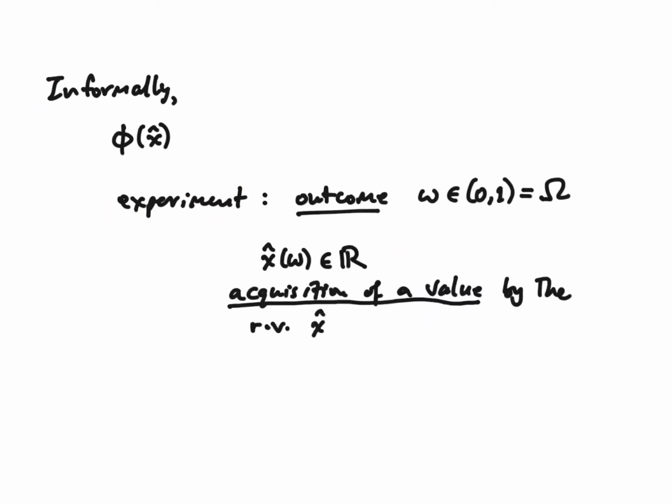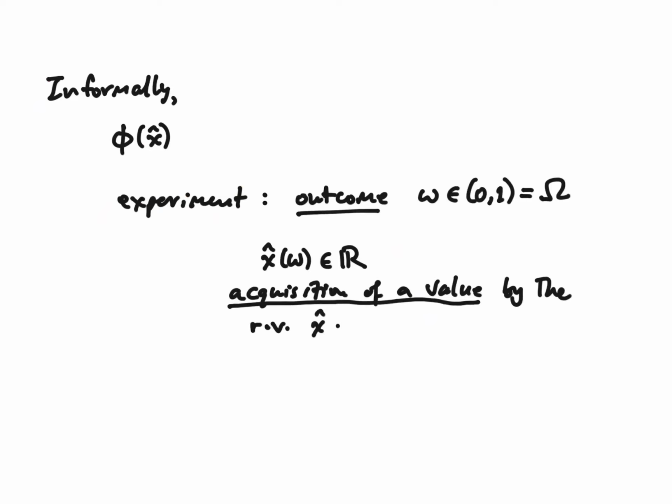The mathematical model of that is that we represent the outcome as a point in the domain of x hat, omega. And then by plugging that omega into x hat, we get a real value. Because let's remember that a random variable is nothing but a function from the open interval 0 to 1 into the reals. Okay, anyway, so once that acquires a value, you can then take that value and just plug that value into the function phi.